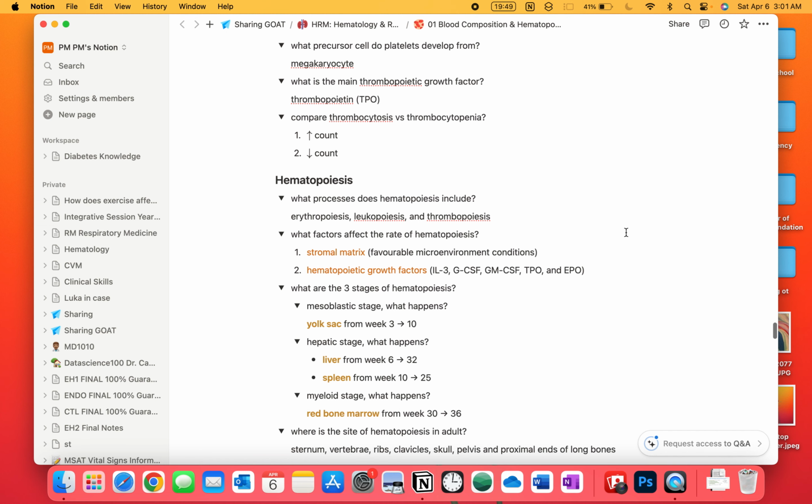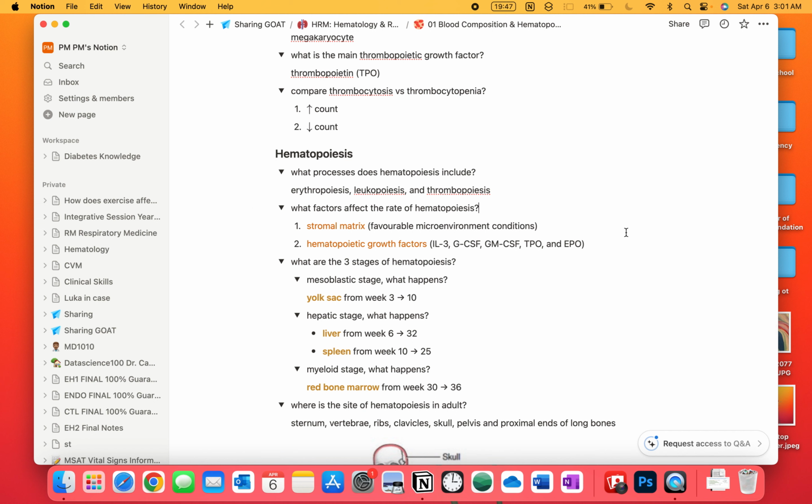What processes does hematopoiesis include? Three processes: erythropoiesis, leukopoiesis, thrombopoiesis. And what factors affect the rate of hematopoiesis? Stromal matrix, hematopoietic growth factors. So erythropoietin is the most important one. Three stages of hematopoiesis: you're going to have the mesoblastic, hepatic, and myeloid stage.